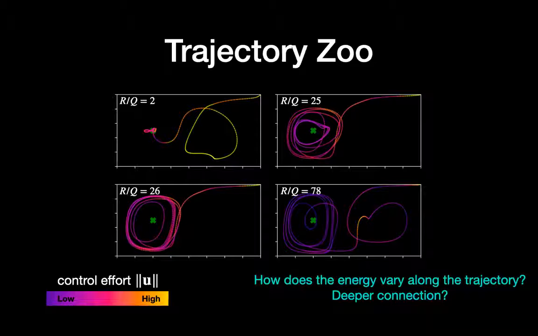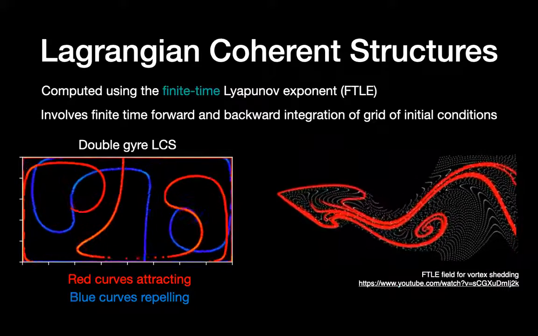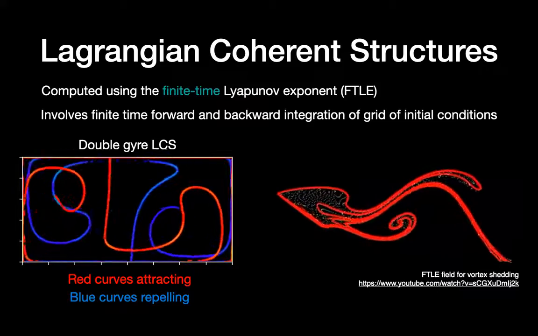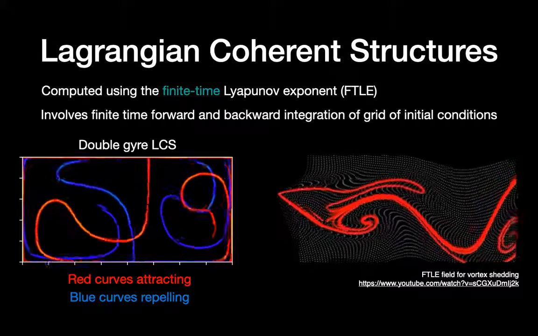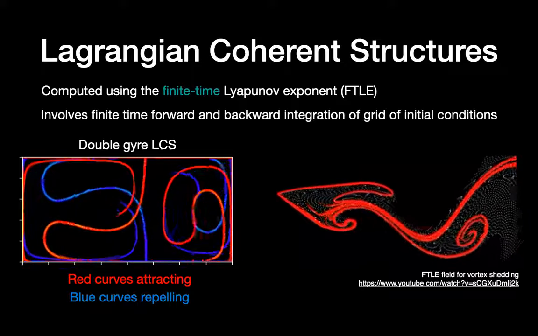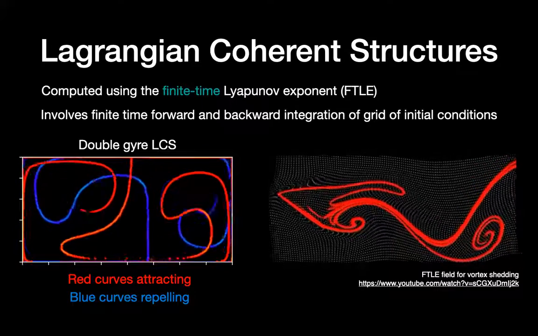So one question you can ask is, how does the energy vary along these trajectories? And we want to look for deeper connections and understand more about how these trajectories are associating with the background flow field. A really powerful tool from dynamical systems which could potentially allow us to do this is the idea of Lagrangian coherent structures. To those who are unacquainted, Lagrangian coherent structures are curves in your vector field that you can calculate by integrating a grid of particles forward and backward.